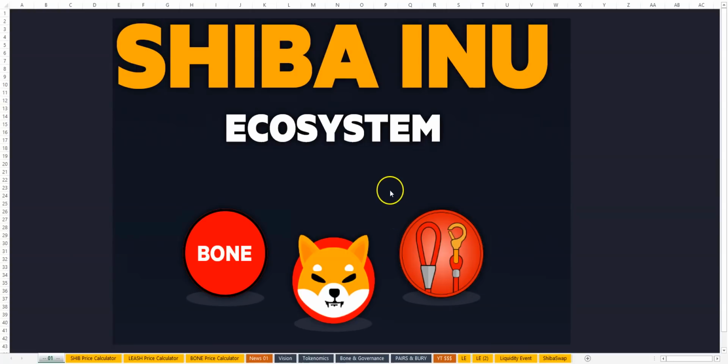So basically how ShibaSwap is going to work is, most of us have one or both of the following coins.